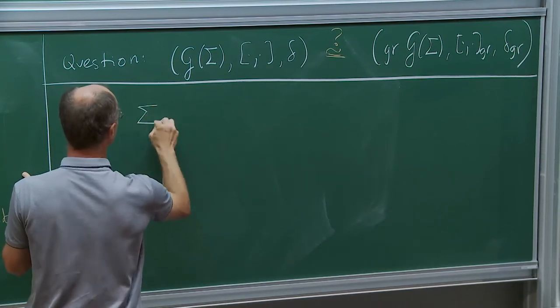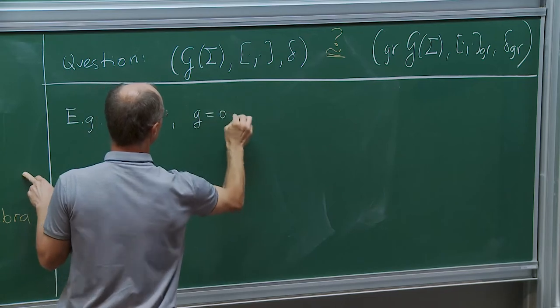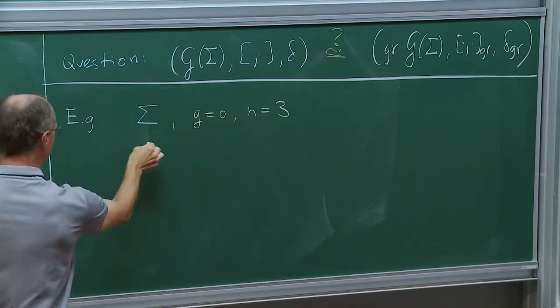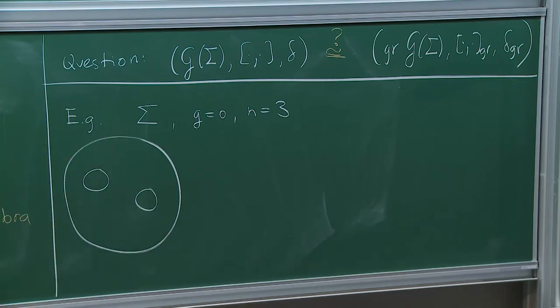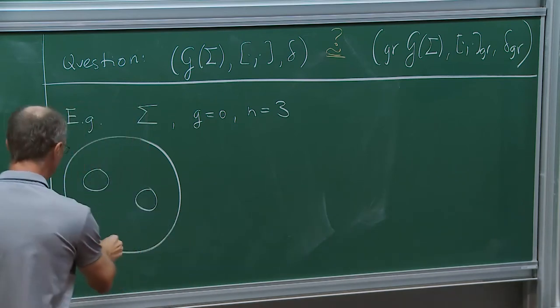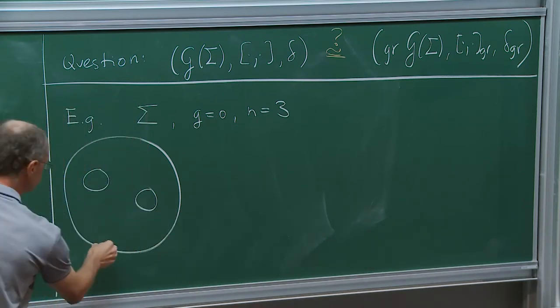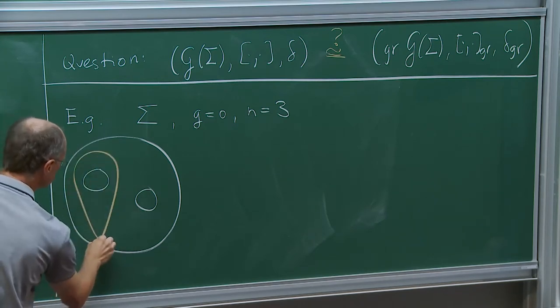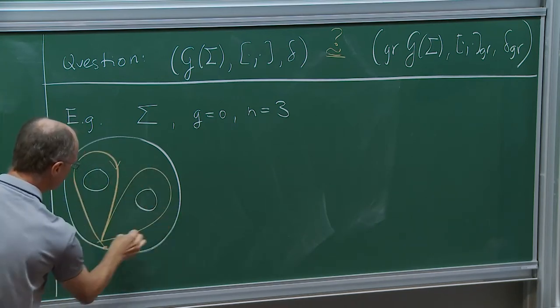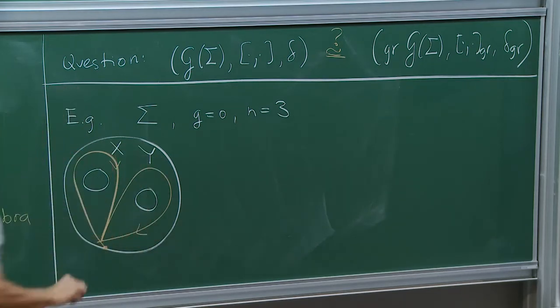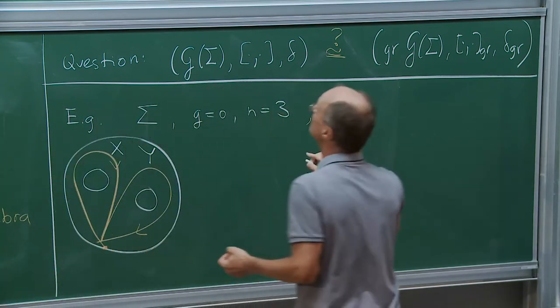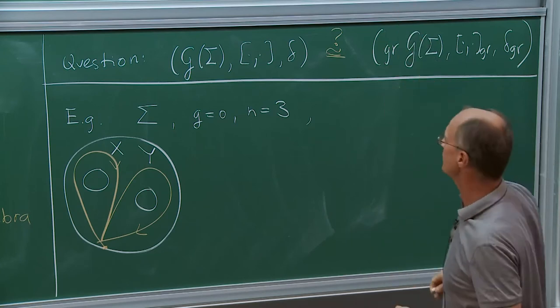So I take sigma to be of genus 0 with three boundary components. So this is my sphere with three holes. So let me choose generators of pi 1, let's say capital X and capital Y. And then the claim is, you see now we need to make some connection to the Kashiwara-Vergne problem.